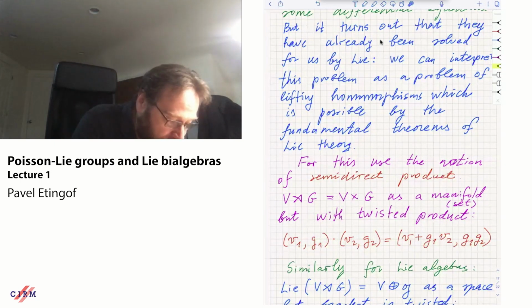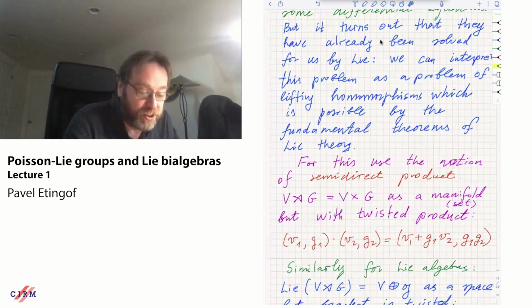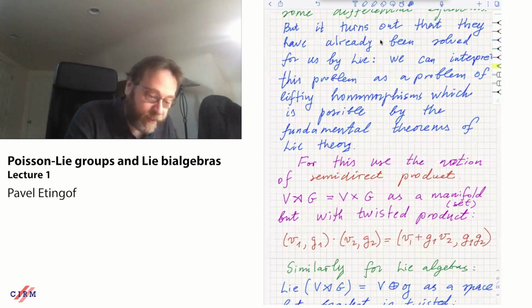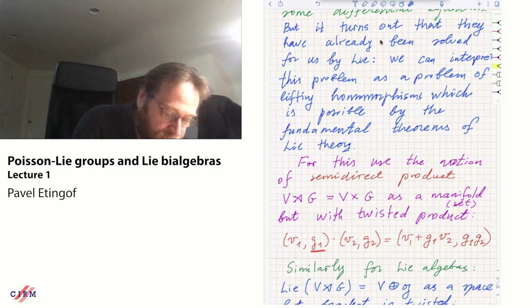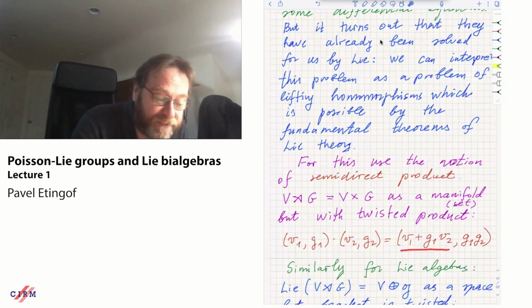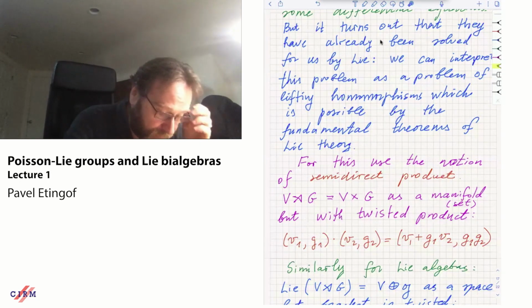So the product (V1, G1) times (V2, G2), well, if it was a direct product, V is just a vector space, it would be (V1 plus V2, G1 G2). But this is a semi-direct product, which means that when we carry G1 past V2 here, we have to act. So it's going to be (V1 plus G1 times V2, G1 G2). So that is the difference between semi-direct product and direct.